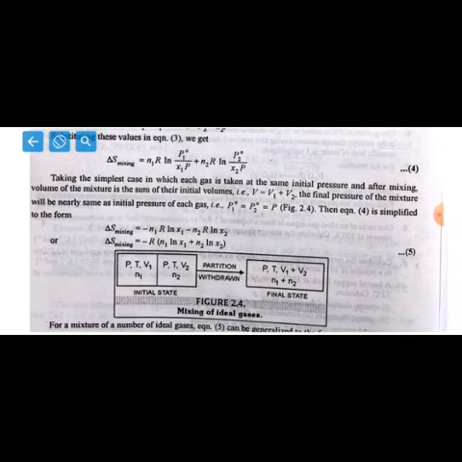Taking the simplest case in which each gas is taken at the same initial pressure, and after mixing, the volume of the mixture is the sum of their initial volumes, that is V is equal to V1 plus V2. The final pressure of the mixture will be nearly the same as the initial pressure of each gas, that is P1 naught is equal to P2 naught is equal to P. Then equation 4 is simplified to the form delta S mixing is equal to minus N1R ln of x1 minus N2R ln of x2, or delta S mixing is equal to minus R bracket N1 ln of x1 plus N2 ln of x2 bracket close.